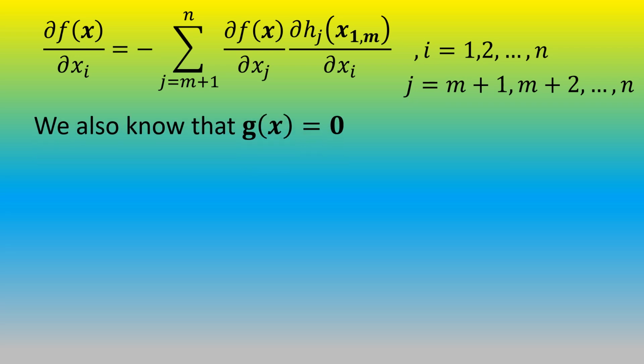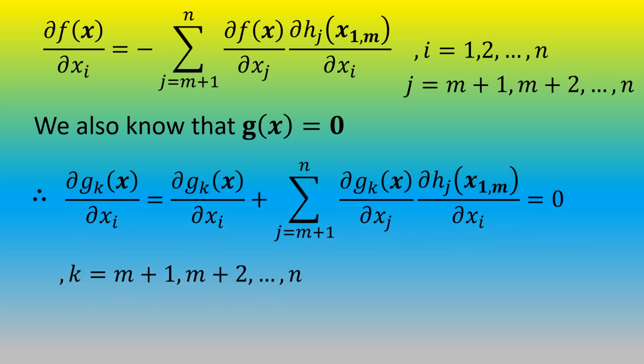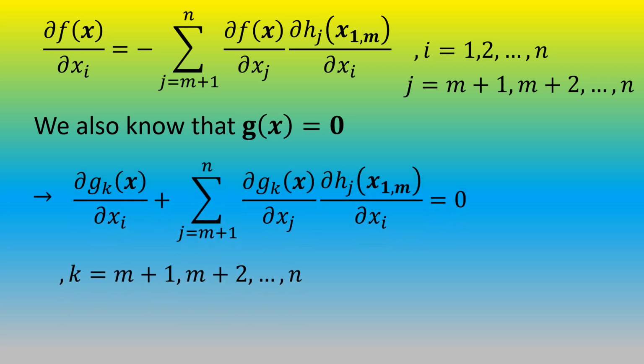And we also know that g of x is equal to 0, where all the constraints are equal to the 0 vector. So that means that we're going to do the same thing right there. And through the transitive property, we know that that must be true.